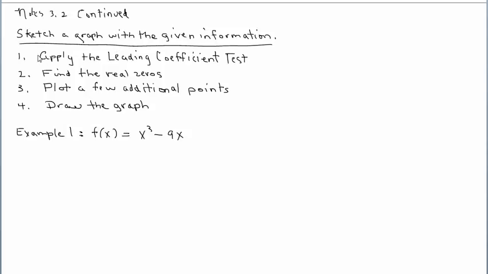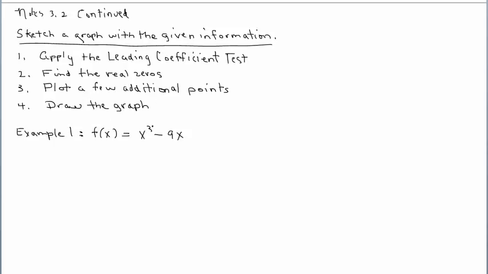So this is going to be our approach to sketch that graph. We're going to, 1, apply the leading coefficient test to determine if the graph rises or falls to the left or rises or falls to the right. We're going to find the real zeros, which are the x-intercepts, to plot those. And then we're going to plot a few additional points to kind of nail down the graph, and then we'll draw the graph. So we'll be looking at 2 examples. Our first example is the cubic function x cubed minus 9x. Alright, so applying these 4 steps here, the first step is to apply the leading coefficient test.